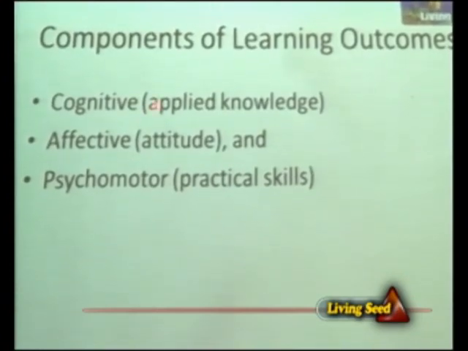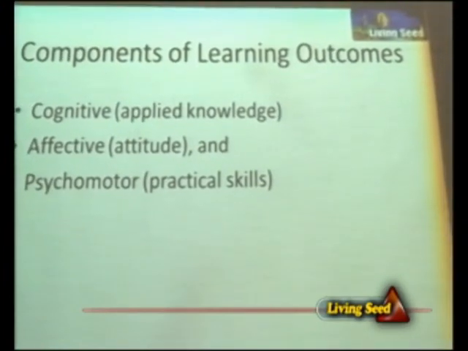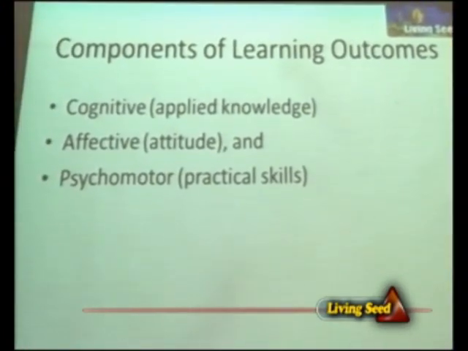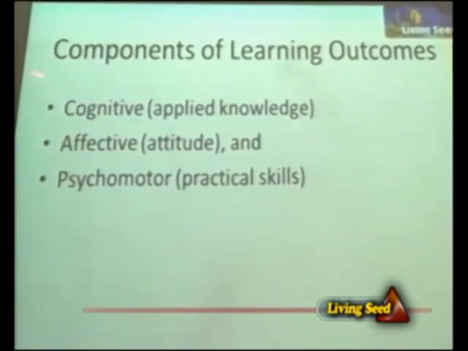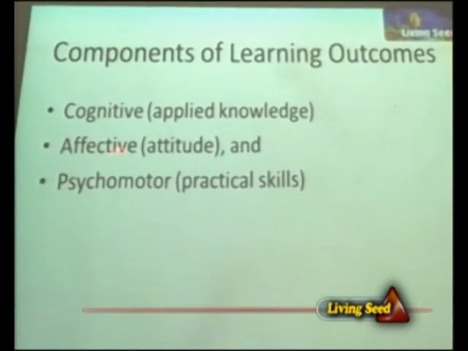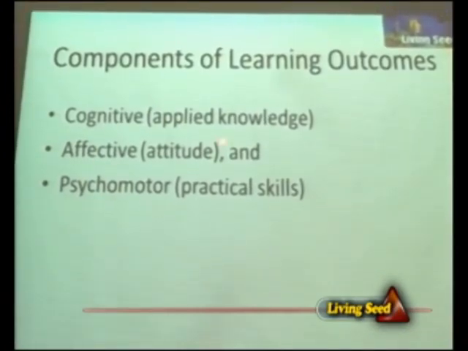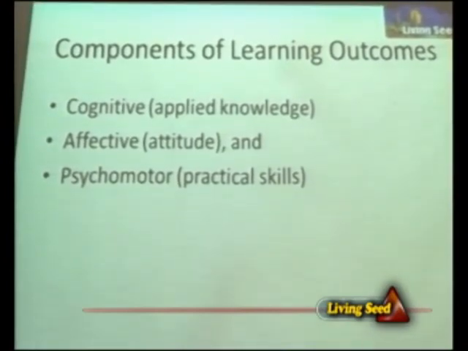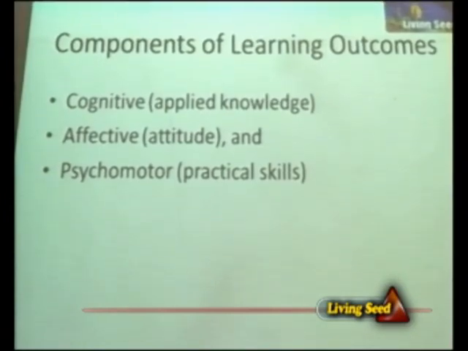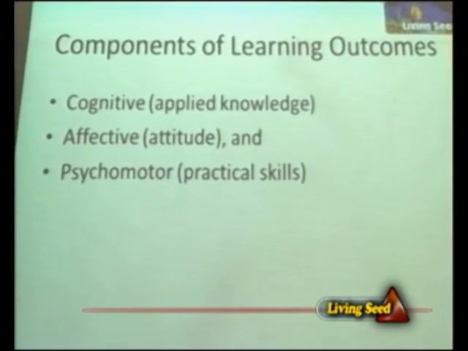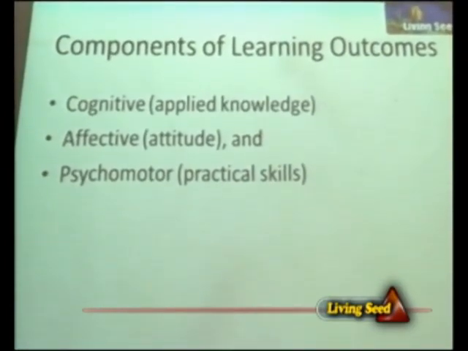So, you have three major components of learning outcomes. And I think the trained teachers know this very well. The cognitive, that at the end of any lesson we are imparting, even if it is mathematics, the cognitive has to do with applied knowledge. The affective, the attitude that should come out. Then the psychomotor, the practical skills. So we are not just teaching as if we are talking to the air. We are pursuing something. We want to have something at the end of the day.